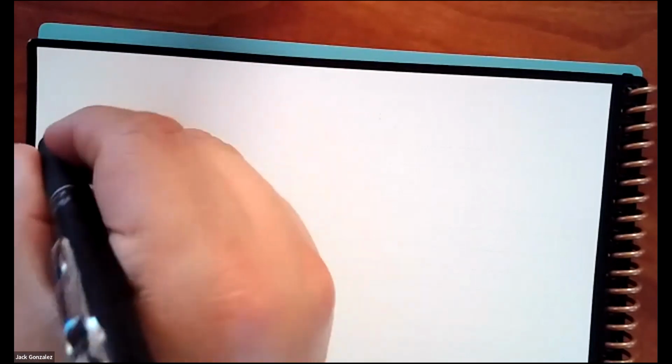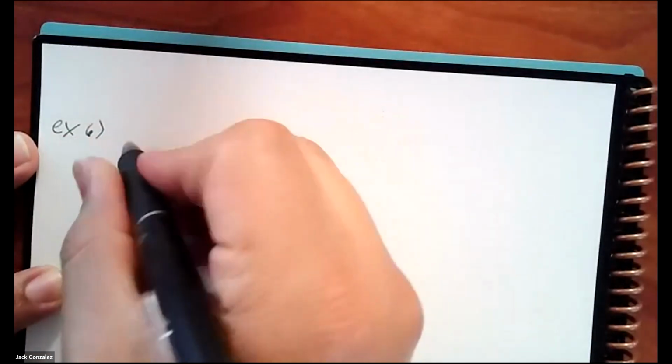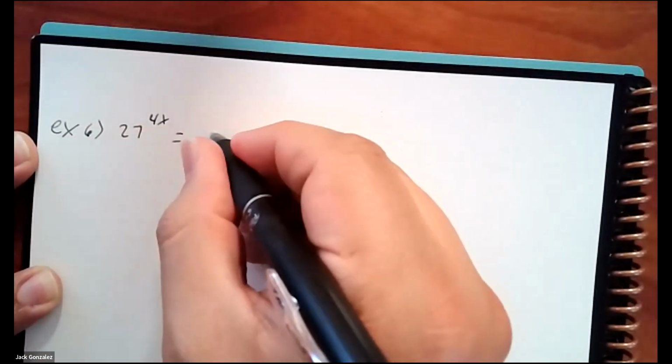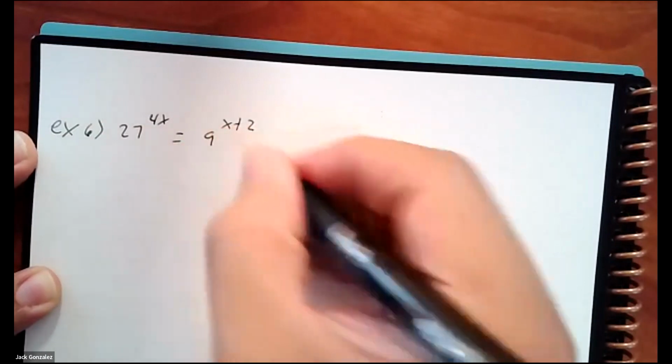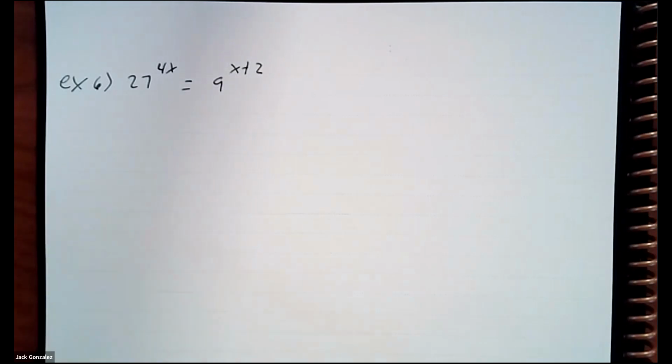This one looks weird. 27 to the 4x equals 2, 9 to the x plus 2. Solve for x. So the powers are up top. It's an exponential equation.